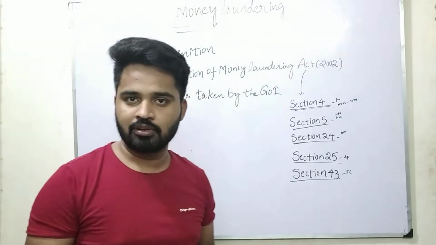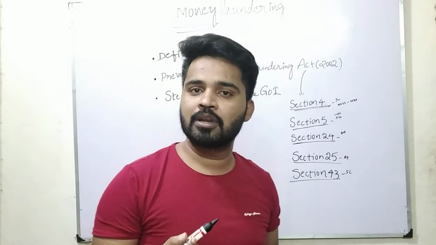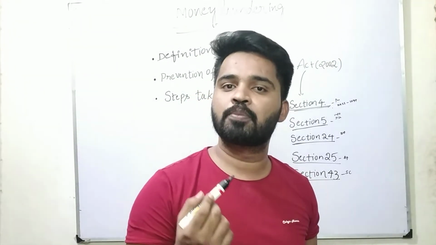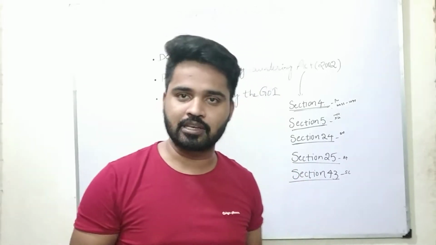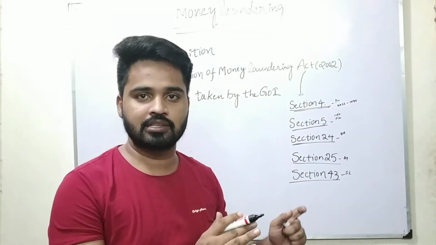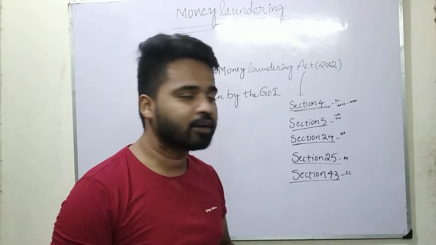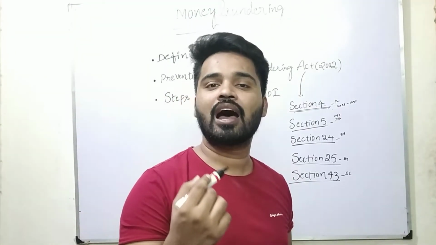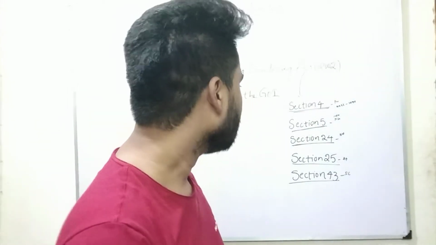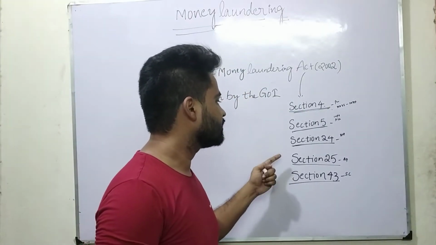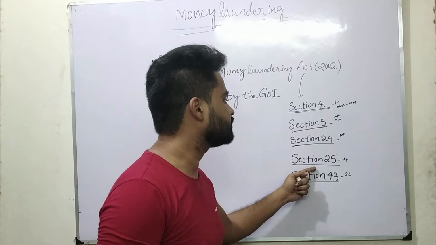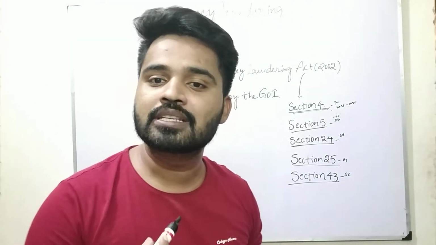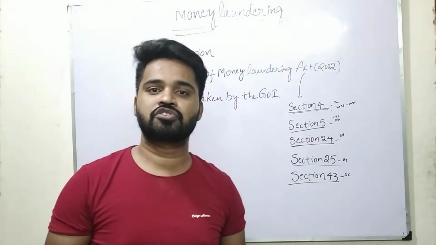In general, in criminal proceedings, the burden of proof is vested with the prosecution. That is the general case. But as per the PMLA Act 2002, the burden of proof is vested with the accused. Next, we move to Section 25. Section 25 talks about the Appellate Tribunal.